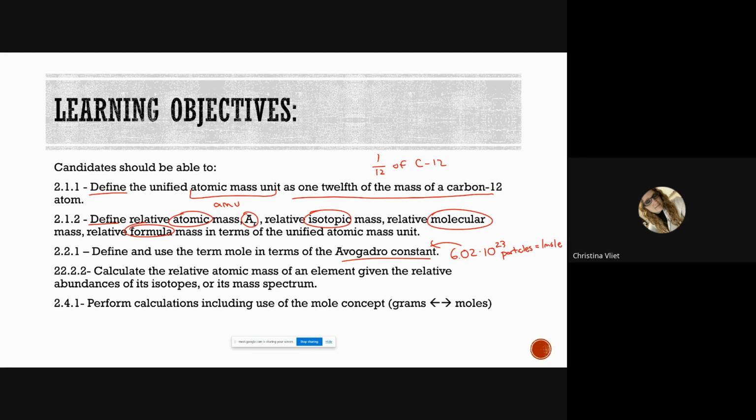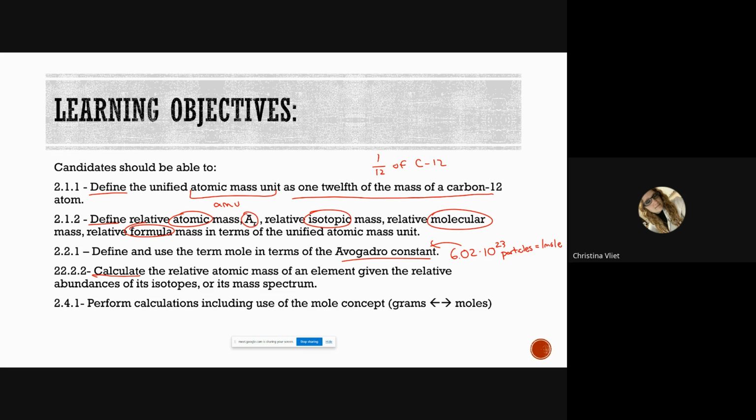Calculate. Hey, we broke out the calculators, right? Calculate the relative atomic mass of an element given the relative abundances of its isotopes or its mass spectrum. This is actually something we've done in pre-ACE. You may not remember it right now, but when you see the process, you'll probably be like, oh yeah, we did that. And then finally, perform calculations, including use of the mole concept.